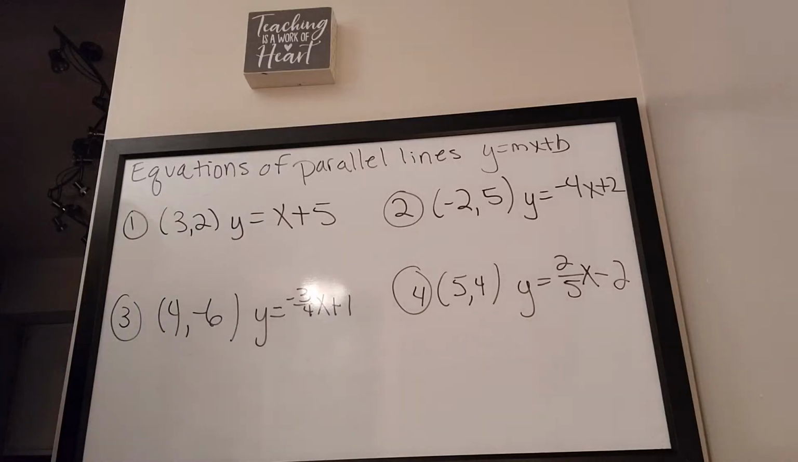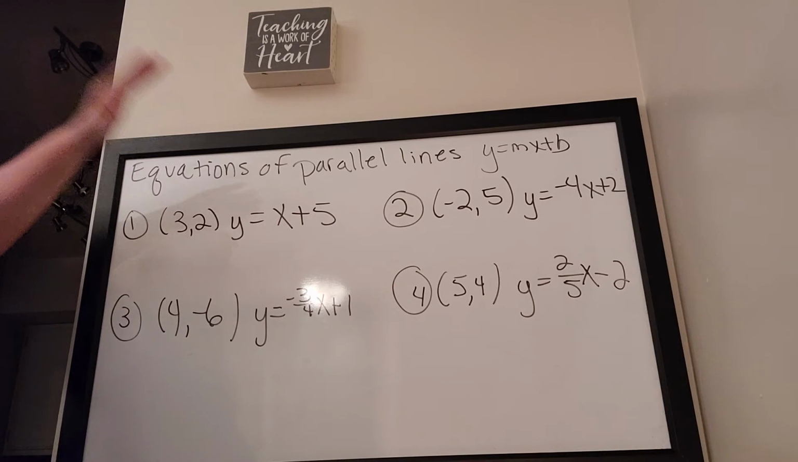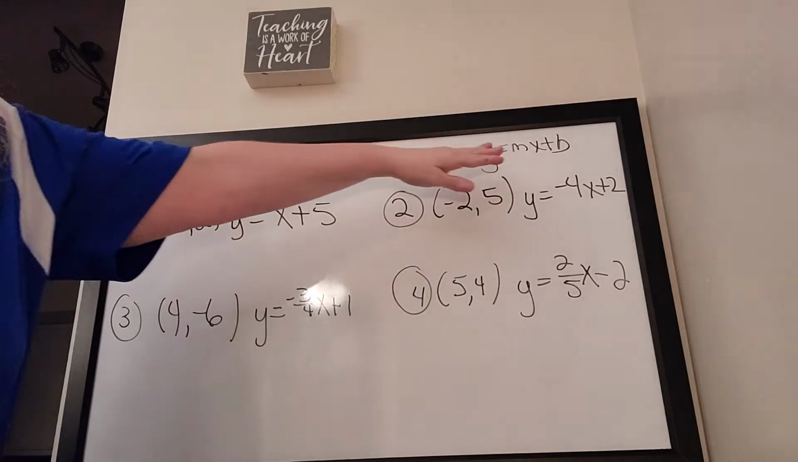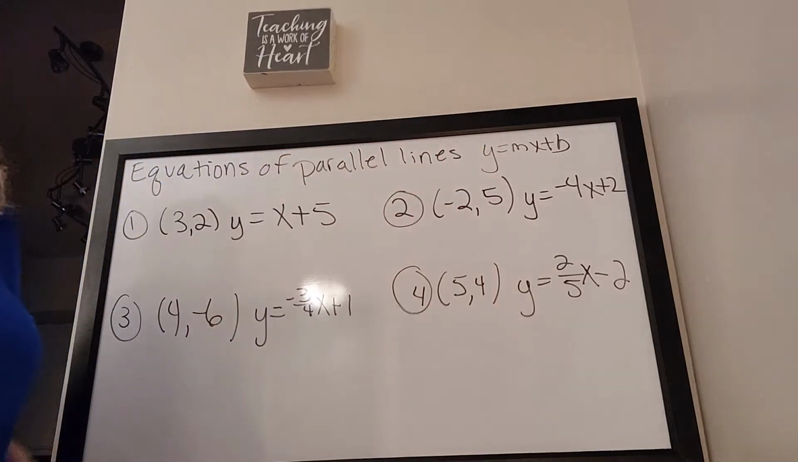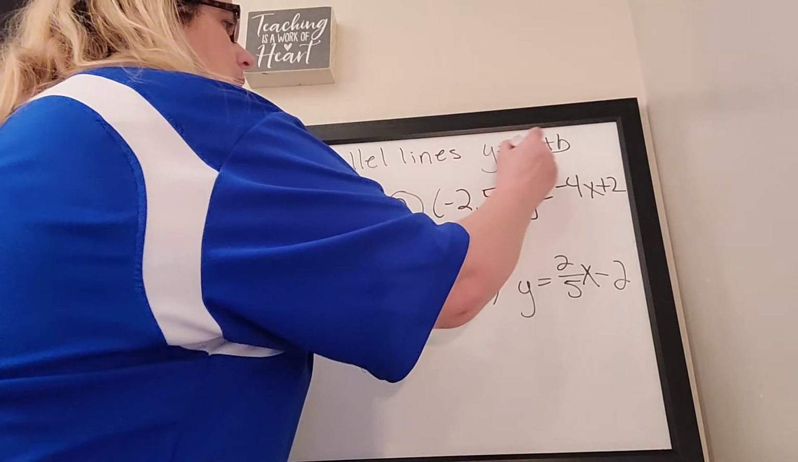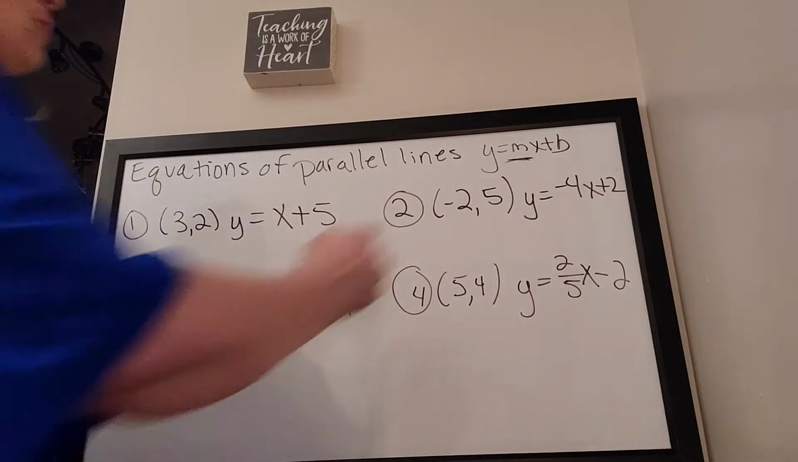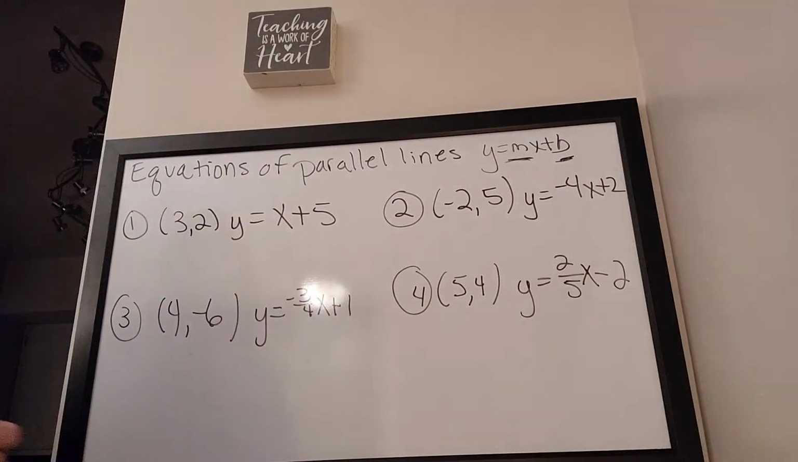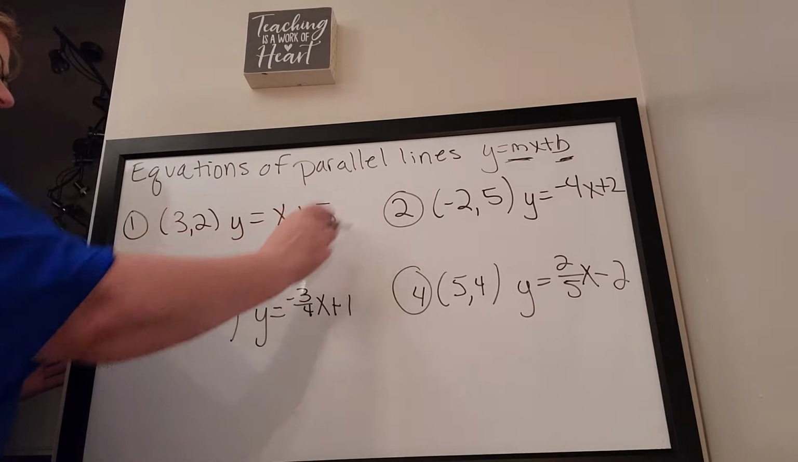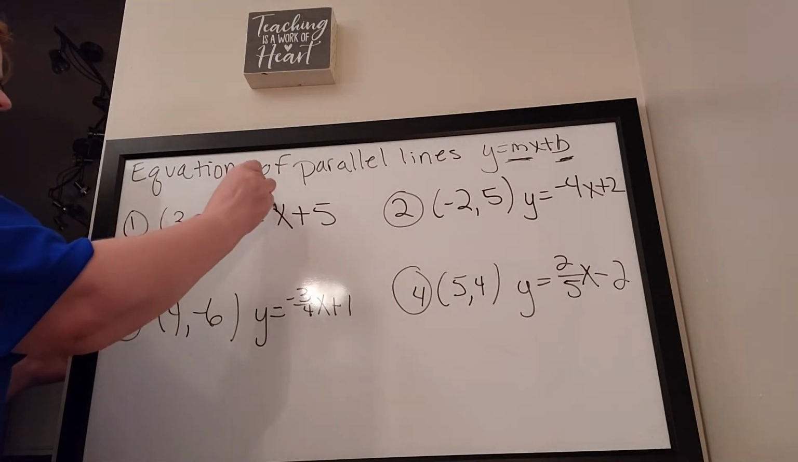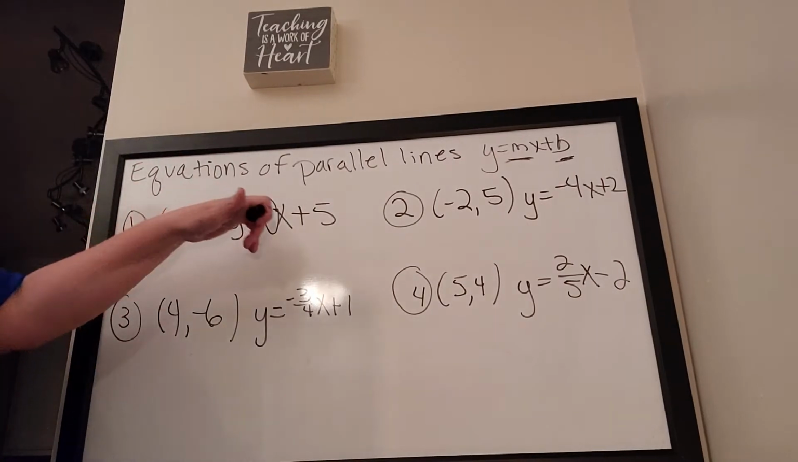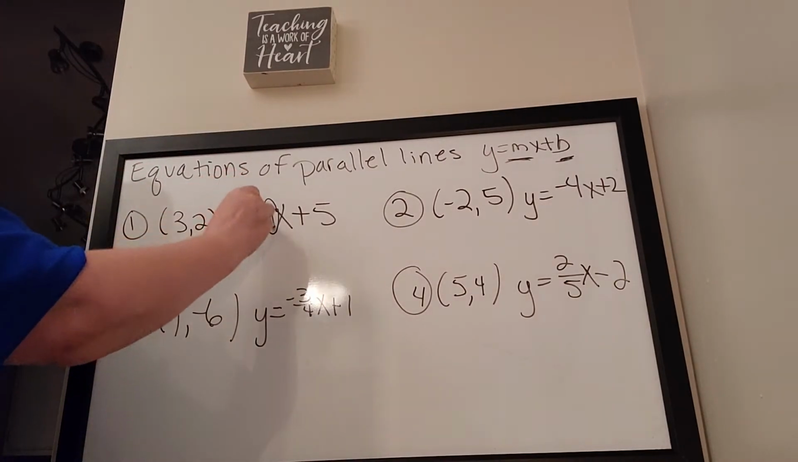Okay, we're going to start with making equations of parallel lines. At the end, we want our equations to be in slope-intercept form, y equals mx plus b, where m is the slope, b is the y-intercept. So we're given this equation, and it is in slope-intercept form. So we know the m is whatever's with the x. In this case, there's nothing there, so our slope is 1.